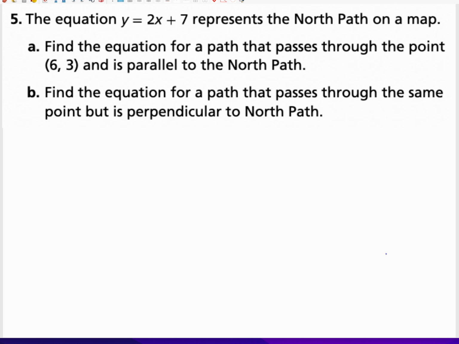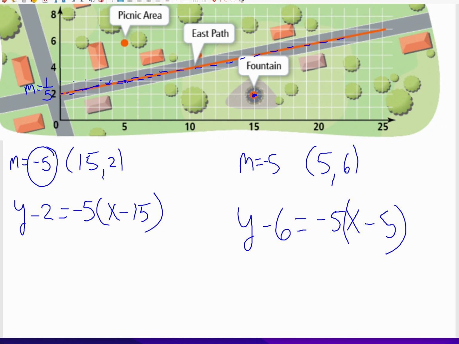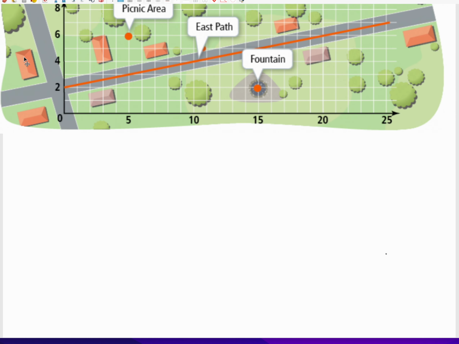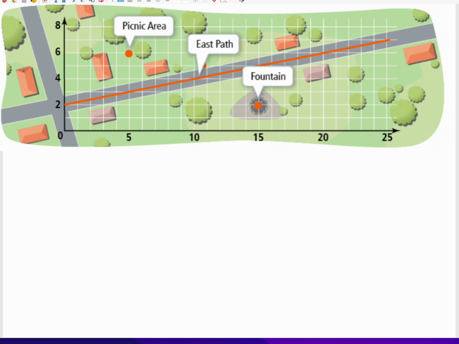The equation y equals 2x plus 7 represents the north path on a map. So we're back to that picture, okay? Find the equation, so you guys can see it on your page. I can't see both things at once. I'm gonna get rid of this. The equation y equals 2x plus 7.